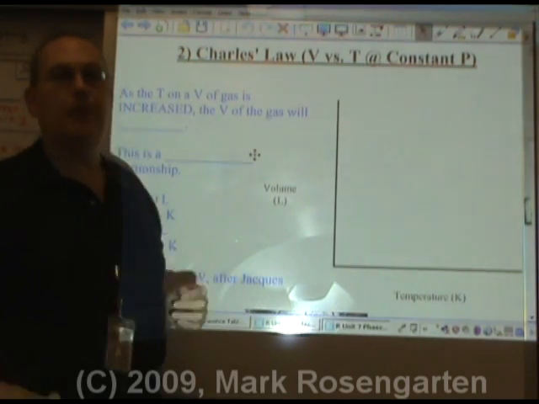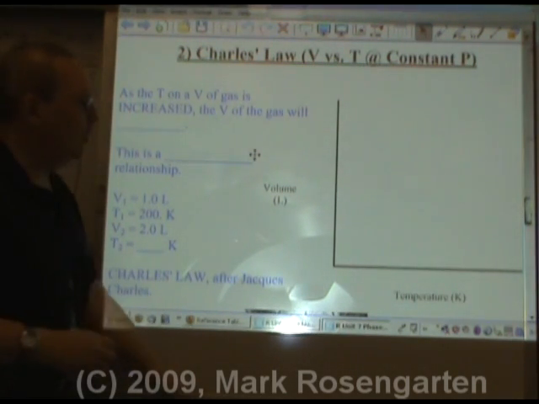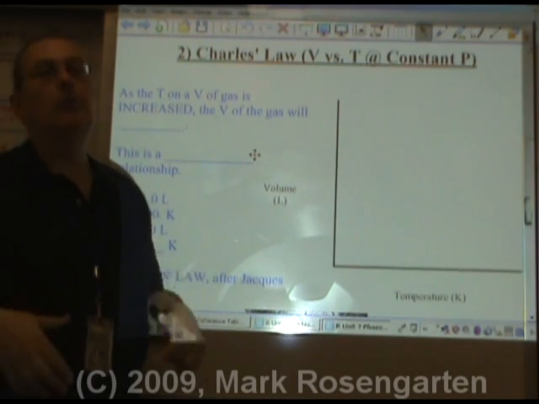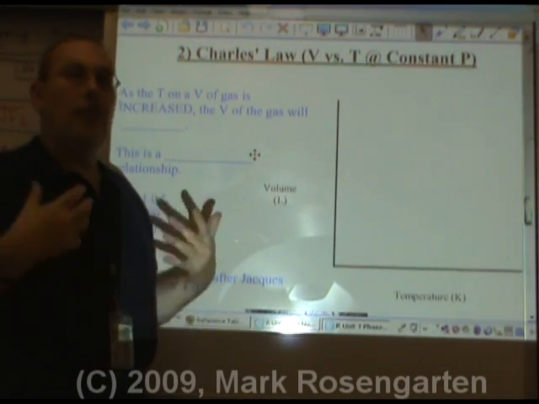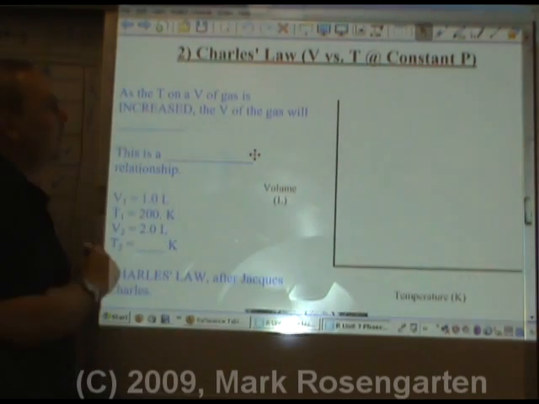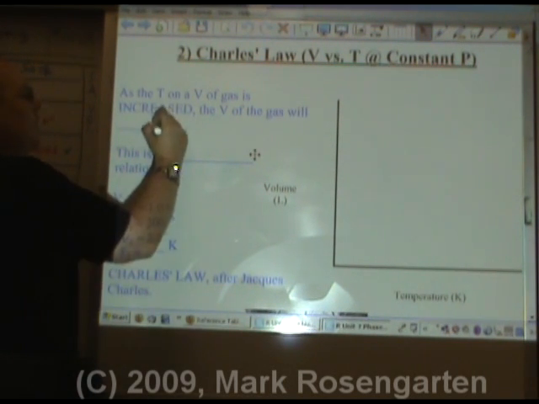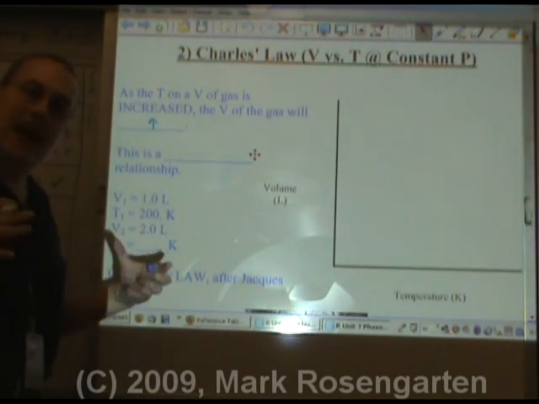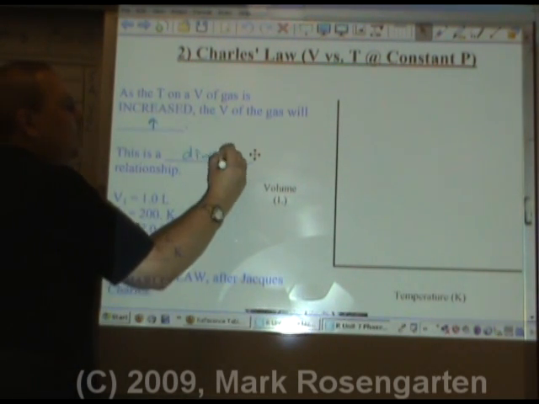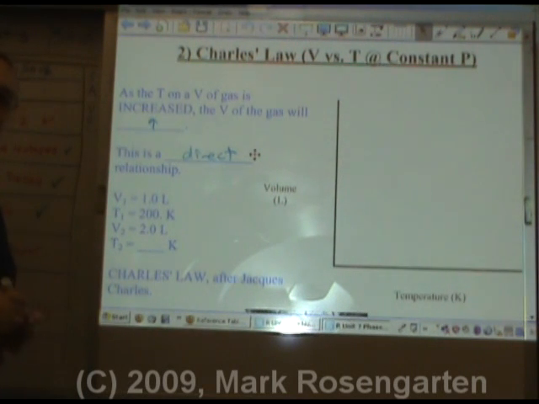gas at constant pressure. In other words, we have a piston with fixed pressure on it. As we heat it, well, what happens to gases when you heat them? Well, they expand. As the temperature on a volume of gas is increased, the volume will increase because gases expand when they're heated. This is, of course, a direct relationship. The math is going to be a little different than in the indirect relationship of Boyle's Law.